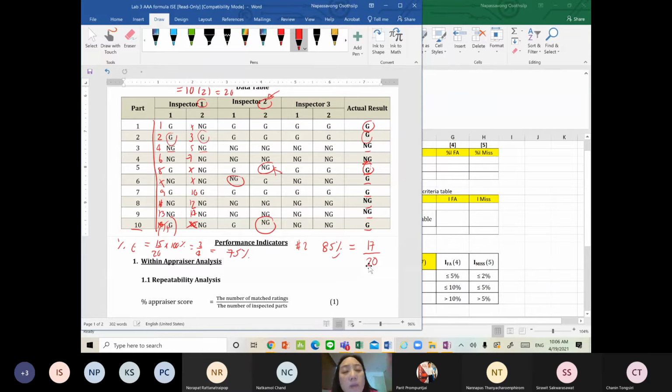Now we are looking for the number of times that are correct. Okay, so how about take a look at this? Is this one correct? The true quality is G, right? Nanapat, let's take a look at this. And this, he tells NG, right? But the correct one is G. Is this correct?